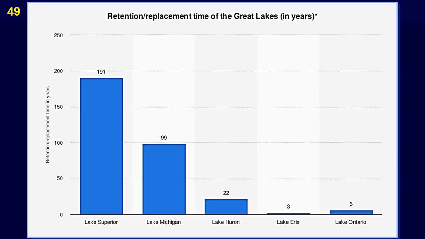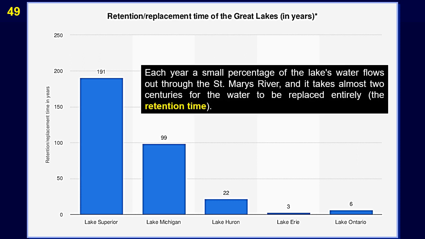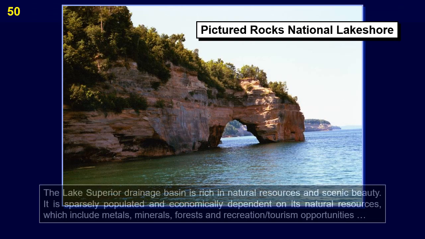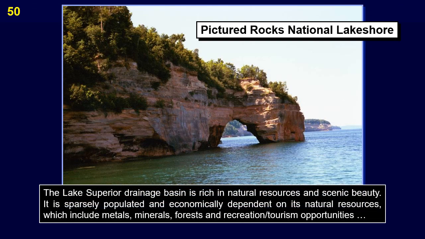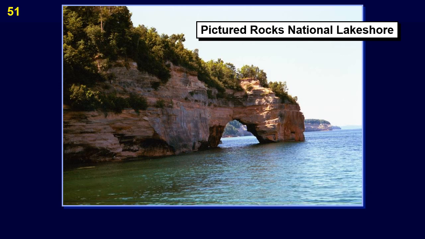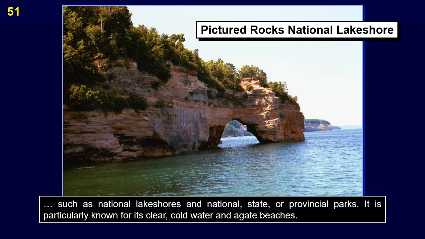Each year a small percentage of the lake's water flows out through the St. Mary's River, and it takes almost 2 centuries for the water to be replaced entirely. The retention time. The Lake Superior drainage basin is rich in natural resources and scenic beauty. It is sparsely populated and economically dependent on its natural resources, which include metals, minerals, forests and recreation tourism opportunities, such as national lakeshores and national, state, or provincial parks.